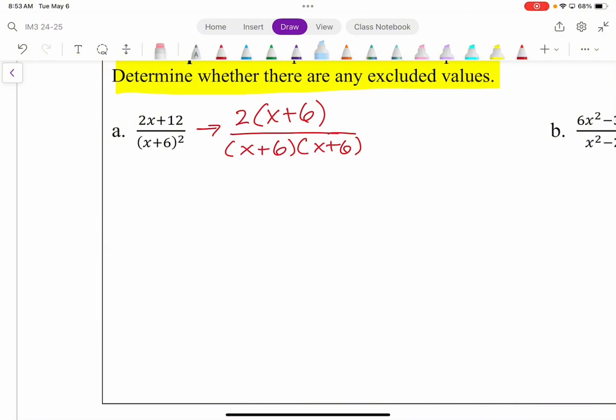The way that we find the excluded values is you look at your denominator, and an excluded value is a value of x that makes your denominator equal to 0. So we take a factor from our denominator and set it equal to 0 to solve for x. In this case, because we have x plus 6 twice, we can just do it once. x plus 6 equals 0, which means that if x were to equal negative 6, then our denominator would become 0, giving us an undefined function. This is what we don't want. So we get x equals negative 6 as our excluded value. Let's go ahead and label that.